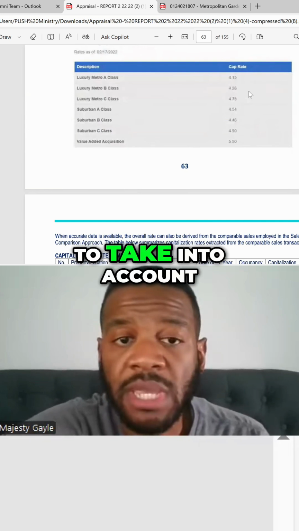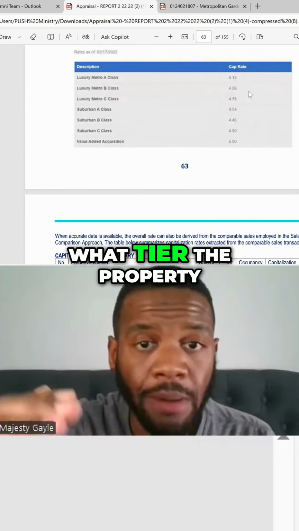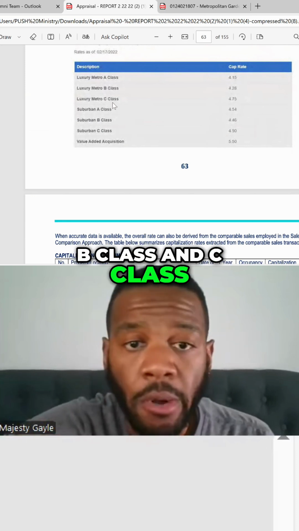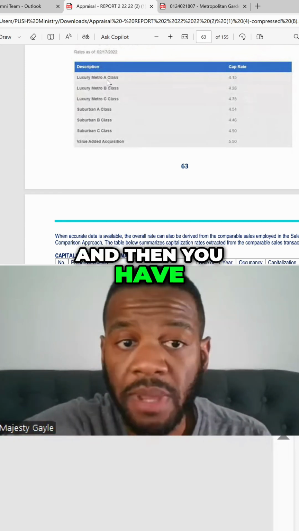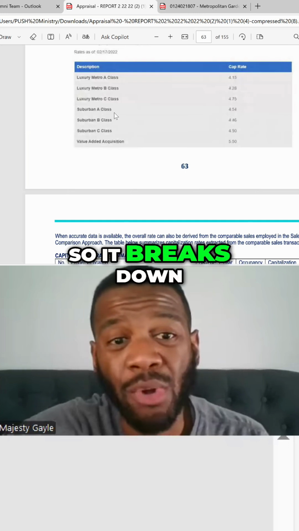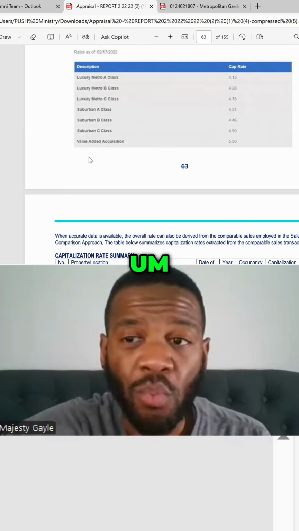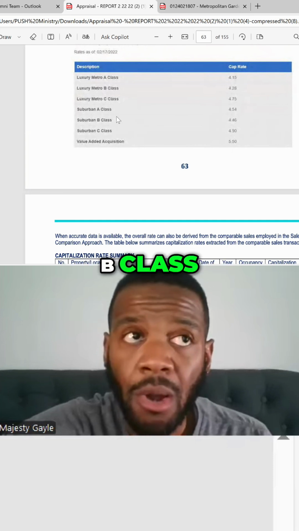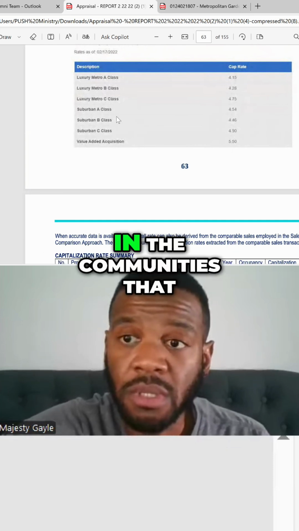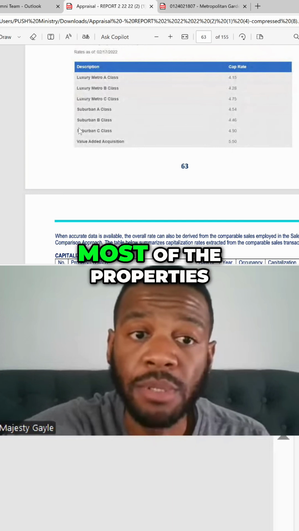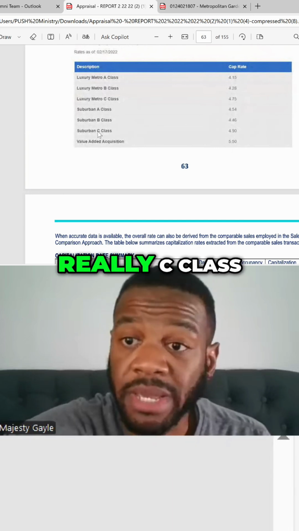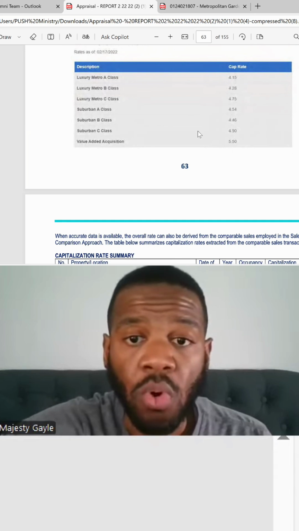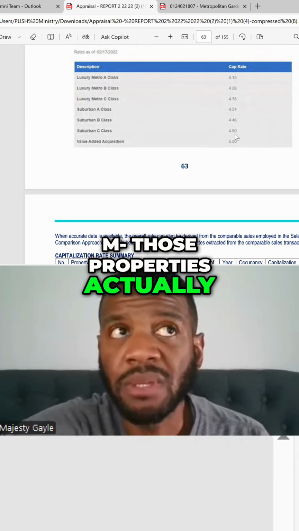But you also have to take into account what tier the property is at. You have A class, B class, and C class. And then you have luxury metro and you have suburban. So it breaks down quite a bit. We're usually dealing somewhere in C class and B class. Unfortunately, in the communities that we work in, most of the properties are B class or C class, really C class, to be transparent.